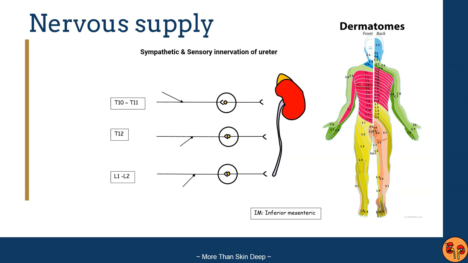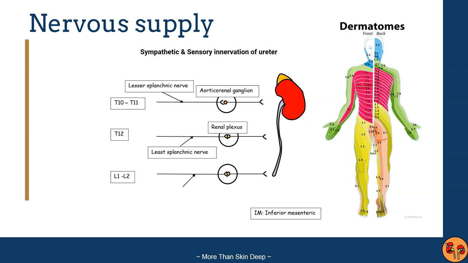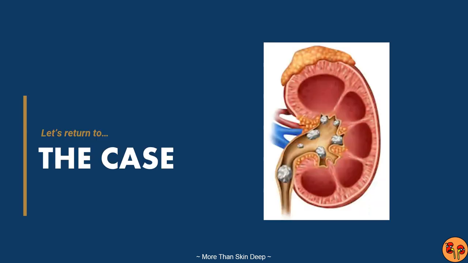The preganglionic nerve for T10 to 11 is known as the lesser splanchnic nerve. This nerve synapses in the aorticorenal ganglion. For T12, it is the least splanchnic nerve. It itself synapses in the renal plexus. Finally, for L1 to L2, the nerve is known as the lumbar splanchnic nerve, and it synapses in the inferior mesenteric ganglion. Now let's return to the case.